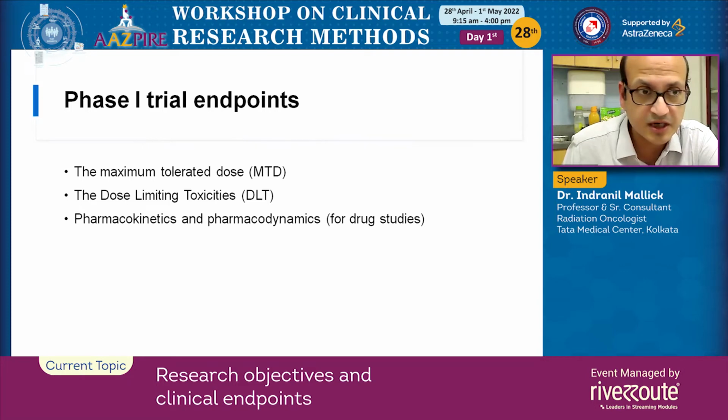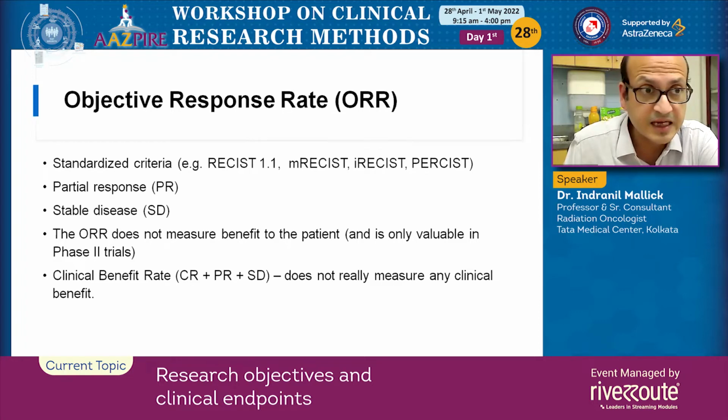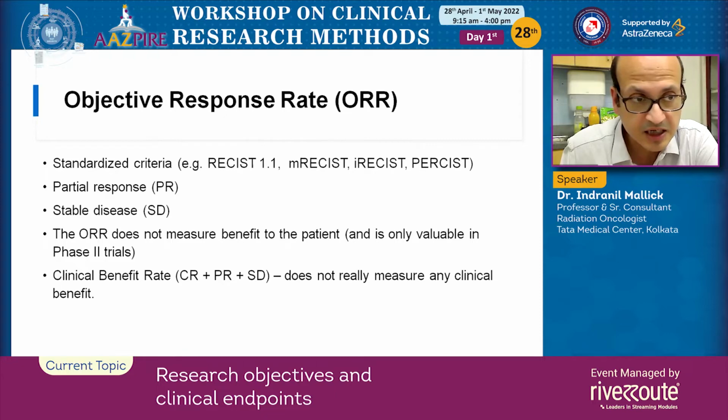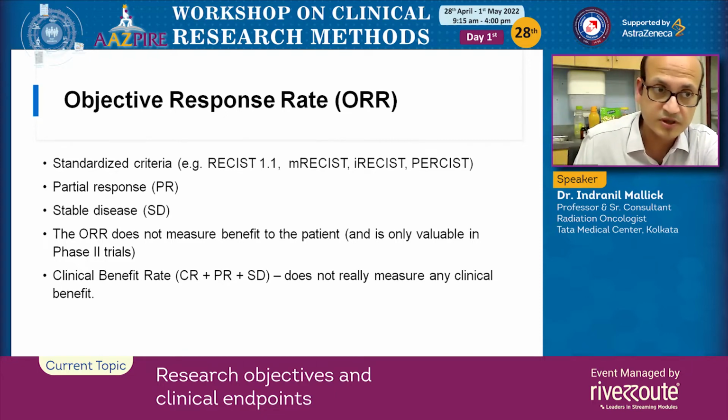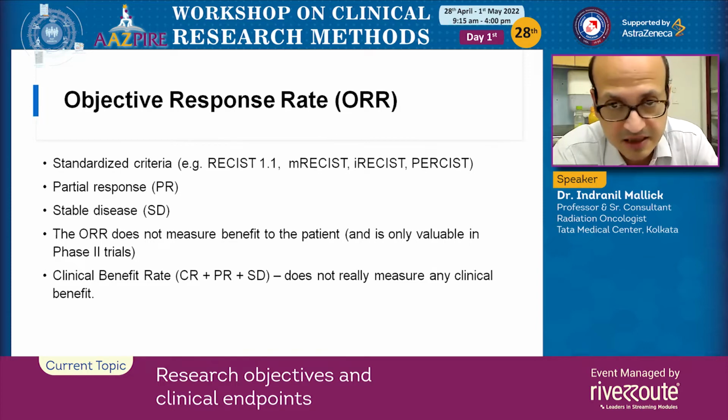Now, in a phase 1 trial, the usual clinical trial endpoints are maximum tolerated dose, the dose-limiting toxicities, and pharmacokinetics or pharmacodynamics. In phase 2 trials, the common endpoint is an objective response rate. Now, whenever you're looking at an objective response rate, you have to use standardized criteria. There are several types of criteria that can be used. They are usually clinical, radiological, or nuclear medicine-based criteria. You're looking at complete response or partial response. The definitions of partial response and stable disease have to be taken from that criteria.